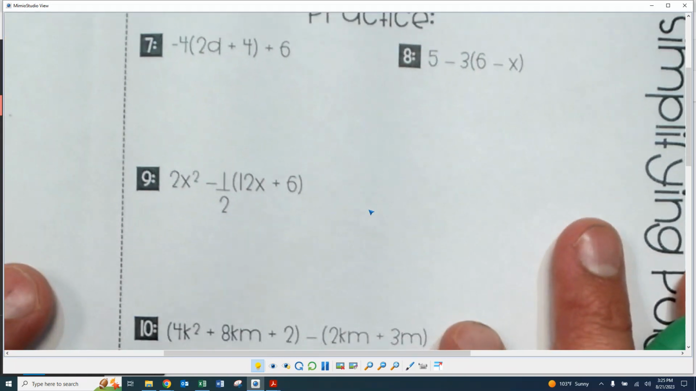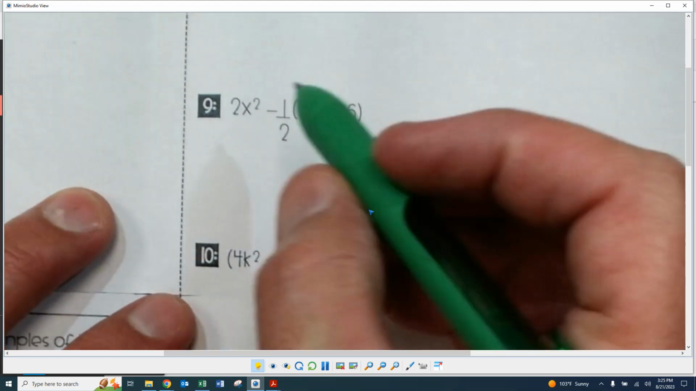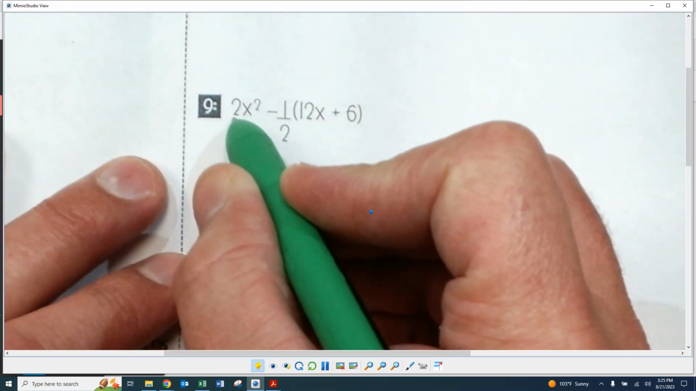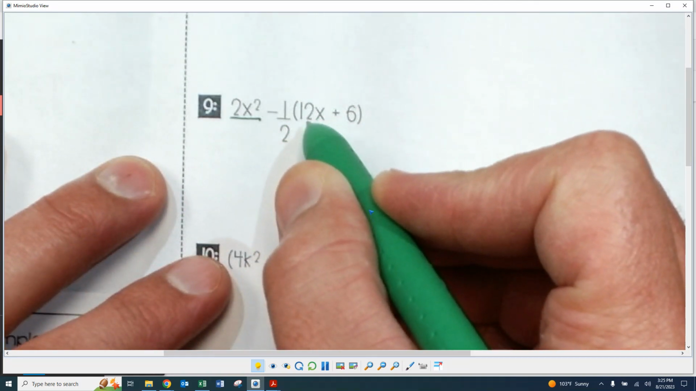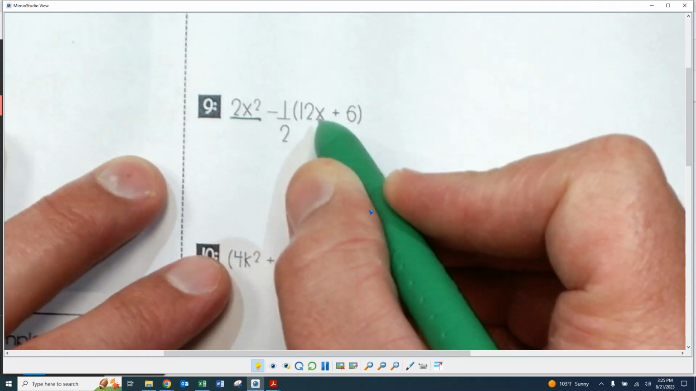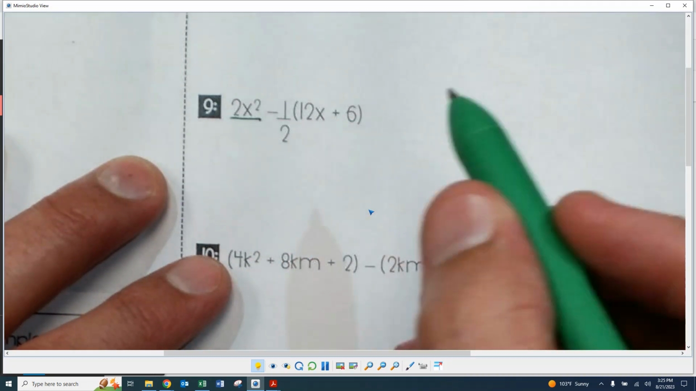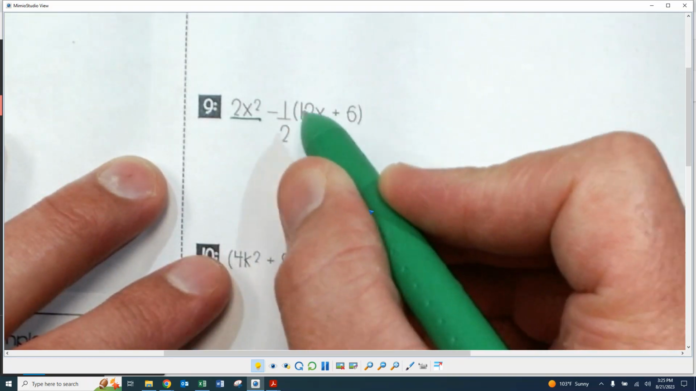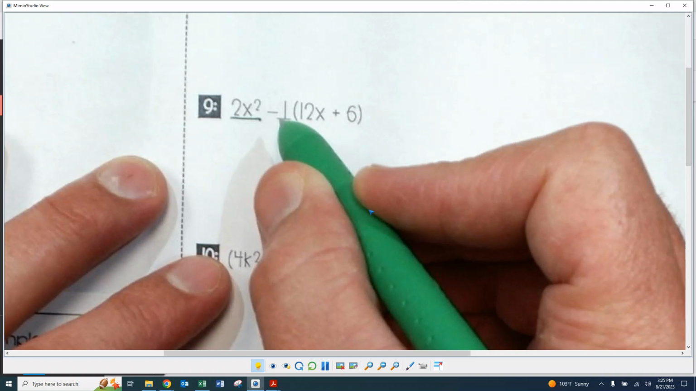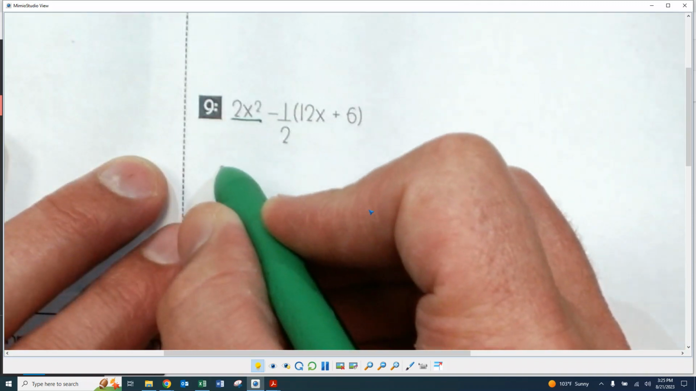In our practice problems, if we look at problem number 9, we have 2x squared minus 1/2 parenthesis 12x plus 6. It's important to note that we deal with this parenthesis first. The whole adding and subtracting and combining like terms, that will happen after. So here I have 2x squared. I'm just going to bring it down.